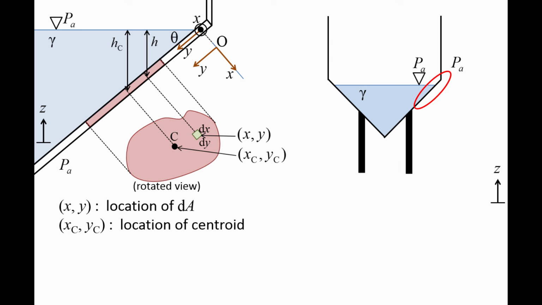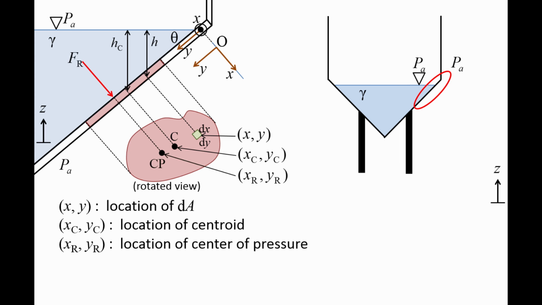The centroid is the geometric center of the wall, and the centroid and center of mass are the same if the density of the wall is constant. Point CP is the center of pressure, which is where the resultant force, Fr, acts. The coordinates of the center of pressure are labeled as xr, yr. The resultant force and center of pressure location produce an equivalent force and moment on the wall as the original fluid pressure field.